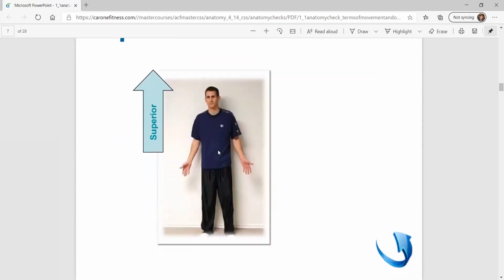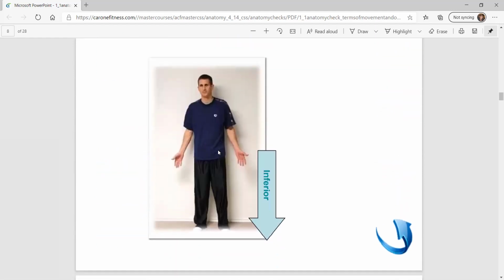Superior, like we said, referring to things closer to the head, while inferior is referring to things closer to the feet.